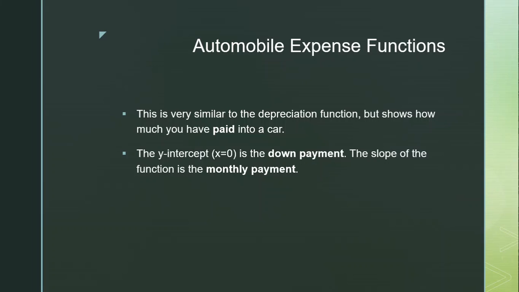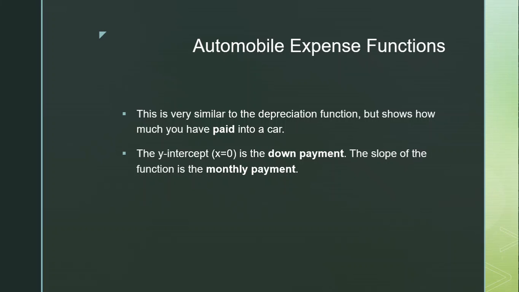So that means it's going to be going up. So we're going to simplify this again. This isn't exactly how this works, because obviously you have things like maintenance. You put gas into the car, so that's important too. But we're just going to assume that our only expense in this car is the monthly payment and the down payment. So the y-intercept, so x equals 0, is the down payment.